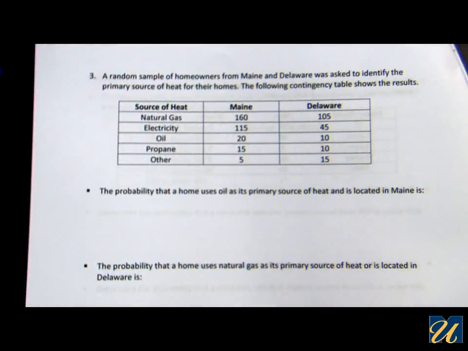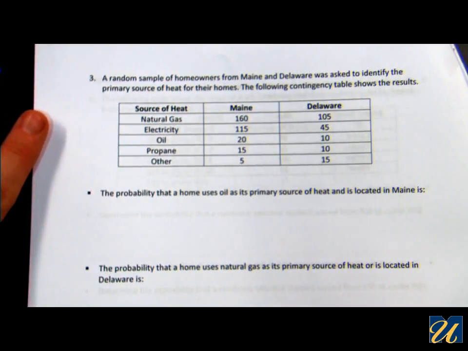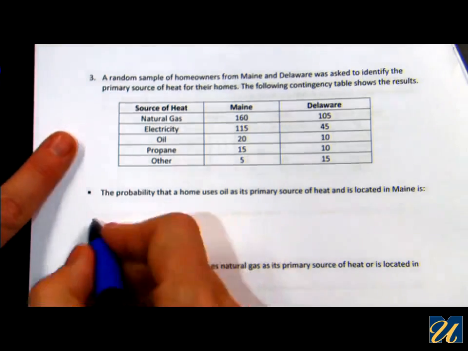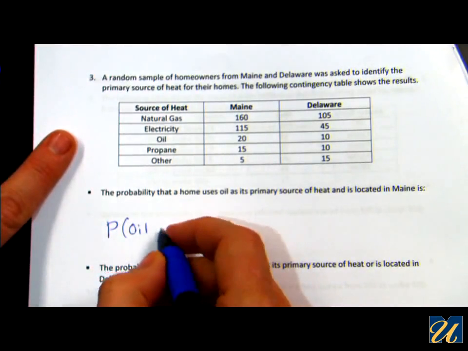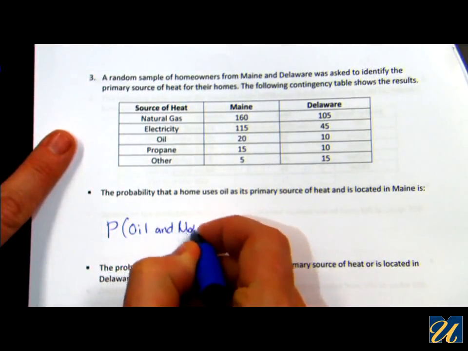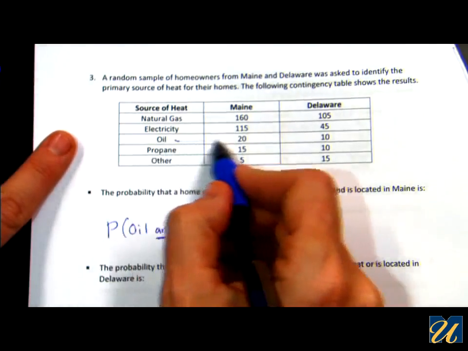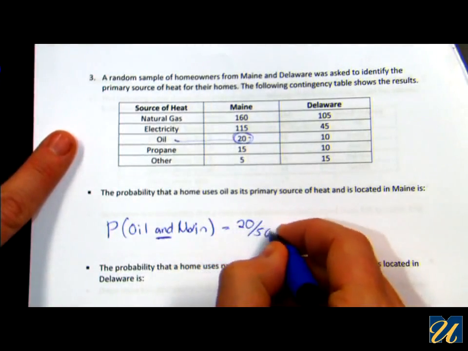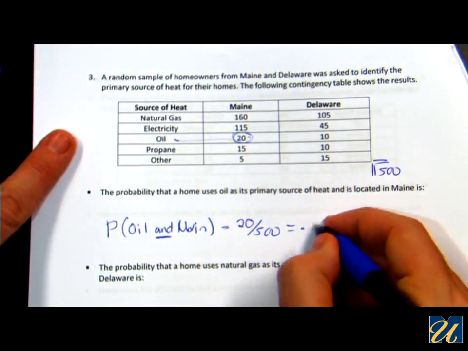Let's look at problem number 3. A random sample of homeowners from Maine and Delaware was asked to identify the primary source of their homes. The following contingency table shows the results. What is the probability that a home uses oil as its primary source of heat and is located in Maine? So now we're looking for point of intersection because we have "and". So oil, Maine, where do they meet? Right here. So your probability will be 20 over the grand total. Your grand total is 500. So this probability will be 0.04.